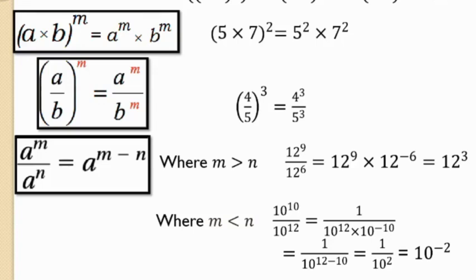I could have shortened all of this. How? I would say a to the power m over a to the power n, I write the base, which is 10, and then I have to subtract the exponents, meaning 10 minus 12, which is minus 2.